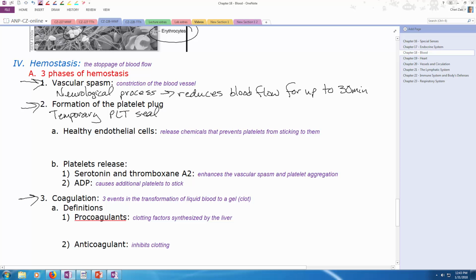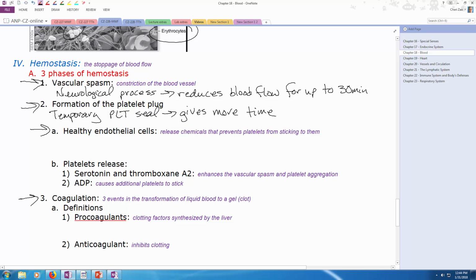It is going to give you more time to prevent more blood loss. And this is what's interesting about platelets. Platelets are floating around in the bloodstream and they're ready to stick to anything that will allow it.